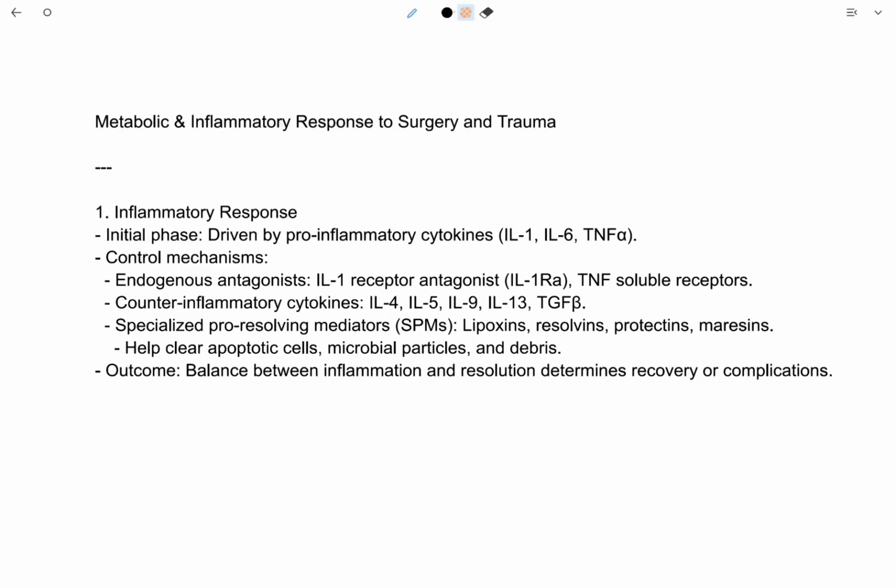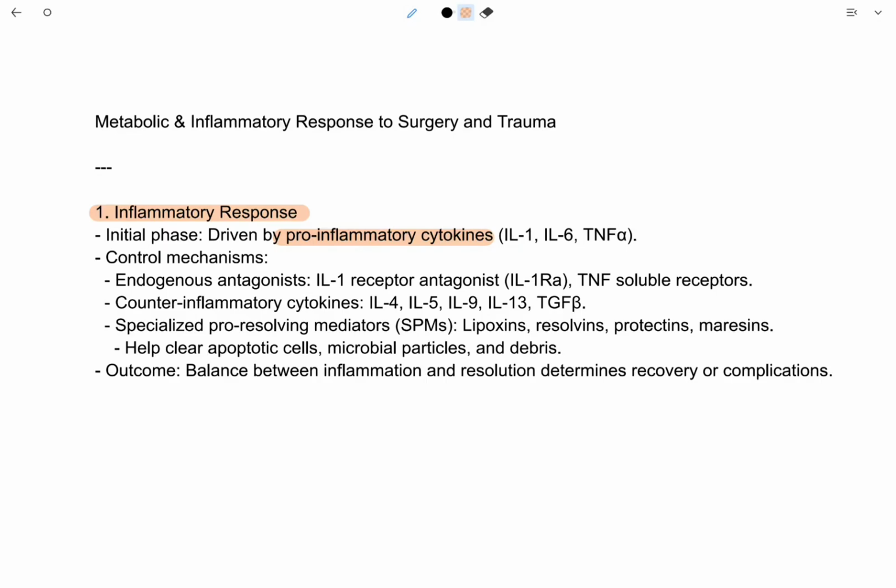Metabolic and inflammatory response to surgery and trauma. One is the inflammatory response. Initial phase: it is driven by the pro-inflammatory cytokines. So what are pro-inflammatory cytokines?